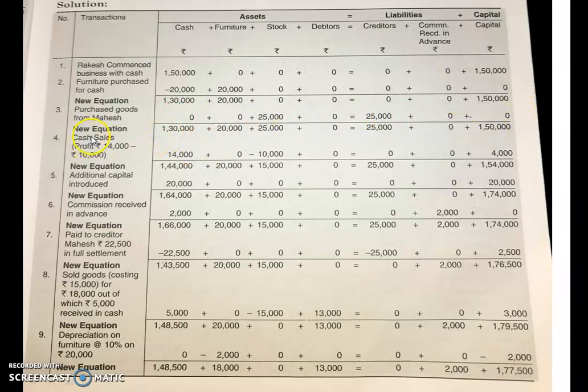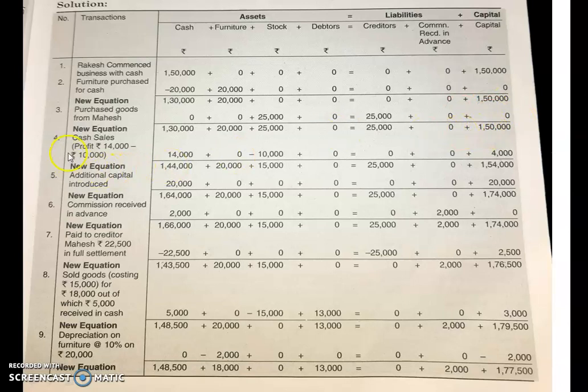neatly, very neatly. You can write the new equation and bring the cash amount over here because there is no difference in that. Furniture also you just bring down, and you have a stock of 25,000 now in your business, that also you bring down. You have created one creditor of 25,000, and capital is still with you at 1,50,000.